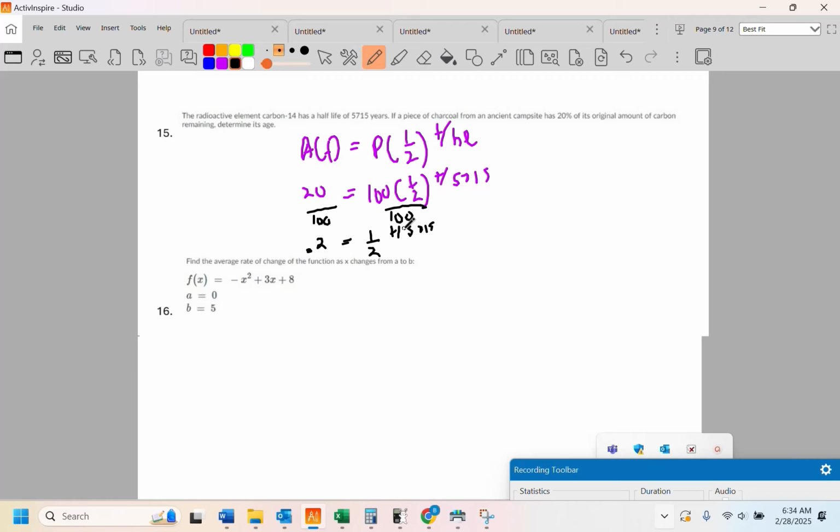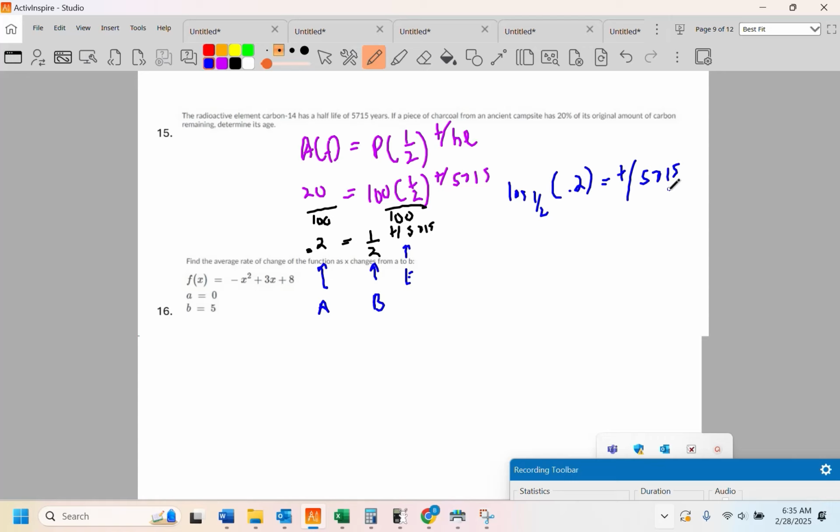Now, the real question is, they're probably going to use LNs to represent your answer, but we'll get there in a second. We have an answer, we have a base, and we have an exponent. Log is big. The log of a base of 1/2, whose argument is 2/10, is equal to T over 5,715.